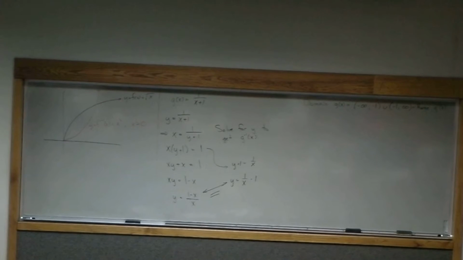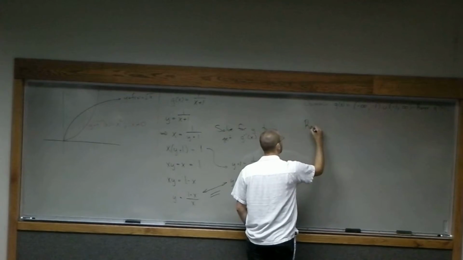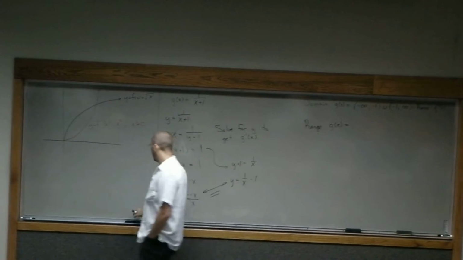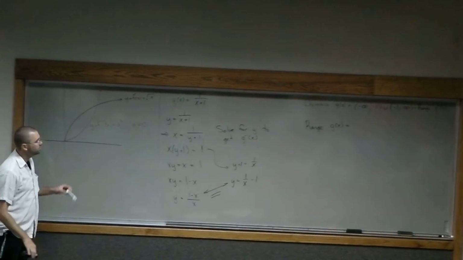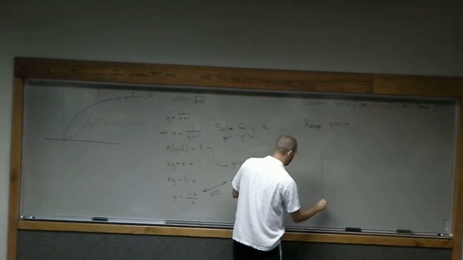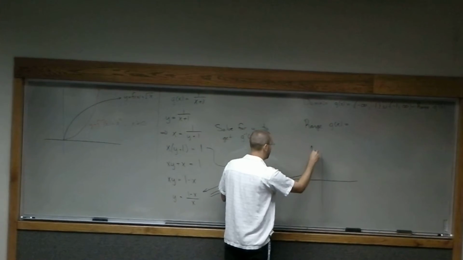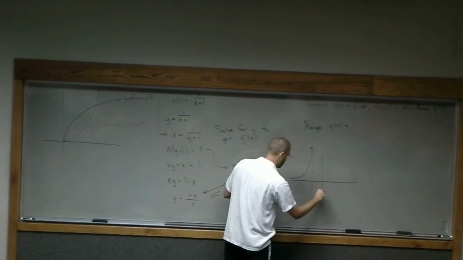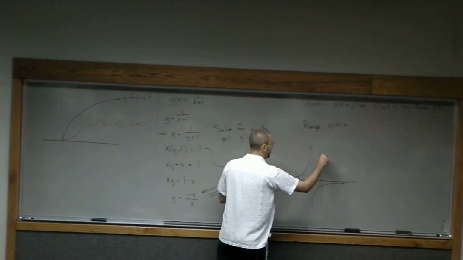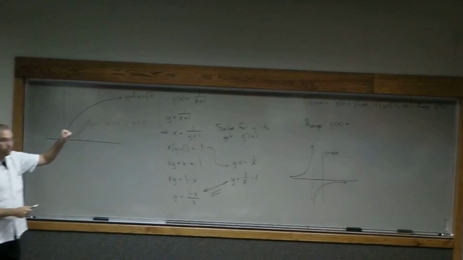What about the range of g of x? If you want, we can look at the picture of the g of x function. Let me graph it down here again, just so we have it. This is what the graph of y equals g of x is. That's the graph of our original function.